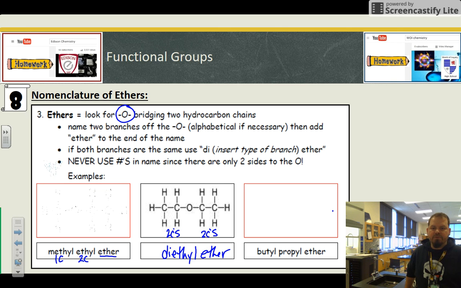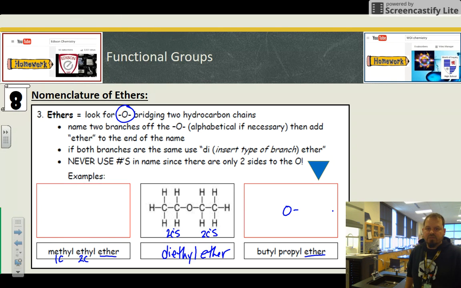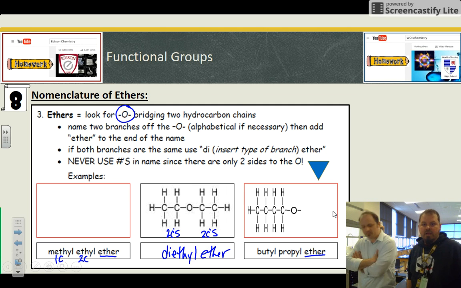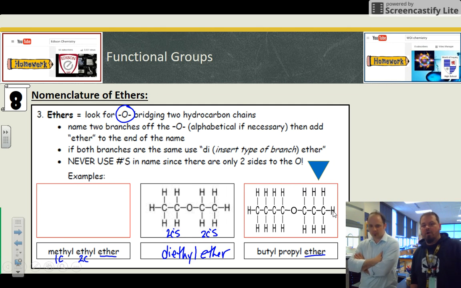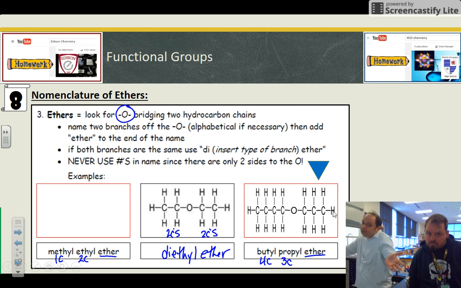And then we've got to do the butyl propyl ether. Ether tells me it's an O in the chain. I need a butyl on one side, which is 4 carbons, and a propyl on the other side, which is 3. And it's that whole business right there. That is a butyl propyl ether. Good? Questions?